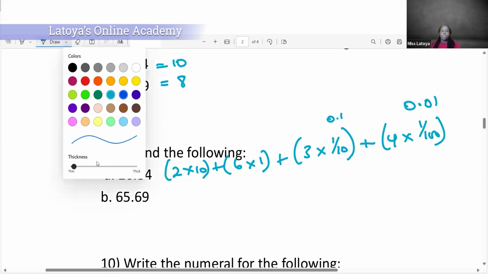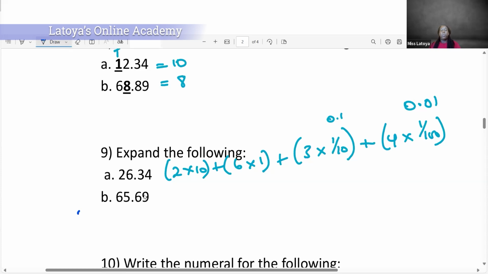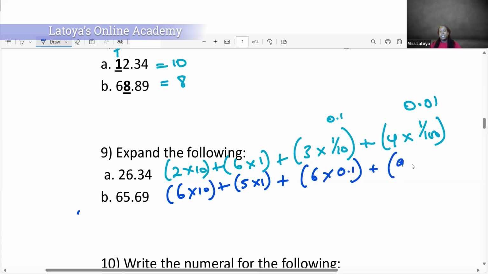If I expand the next one, this is 65.69, or 65 and 69 hundredths. So the 6 is in the tens place. The 5 is in the ones place. The 6 is in the tenths place, so we can multiply by 1/10 or 0.1, plus the 9 is in the hundredths place. We can multiply by 1/100 or 0.01.